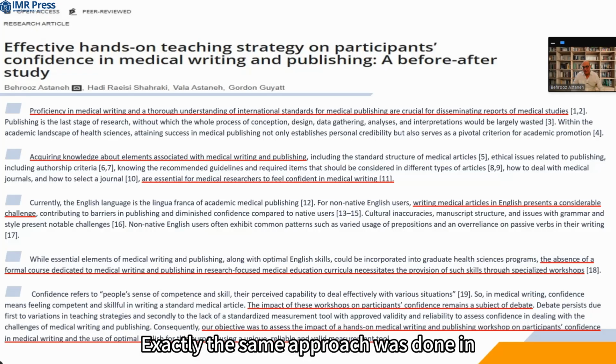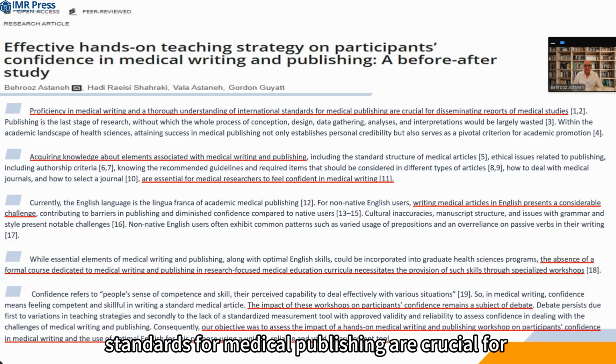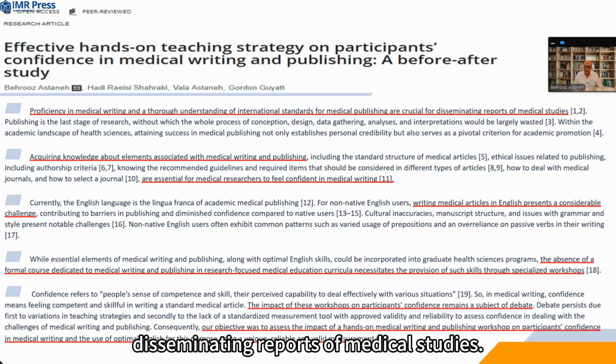Exactly the same approach was done in this article that was published by our team some years ago about the effective hands-on teaching strategy on participants' confidence in medical writing and publishing, which was a before-after study. And we started with the same approach, talking about the general context of our work, which is proficiency in medical writing and the thorough understanding of international standards for medical publishing are crucial for disseminating reports of medical studies.